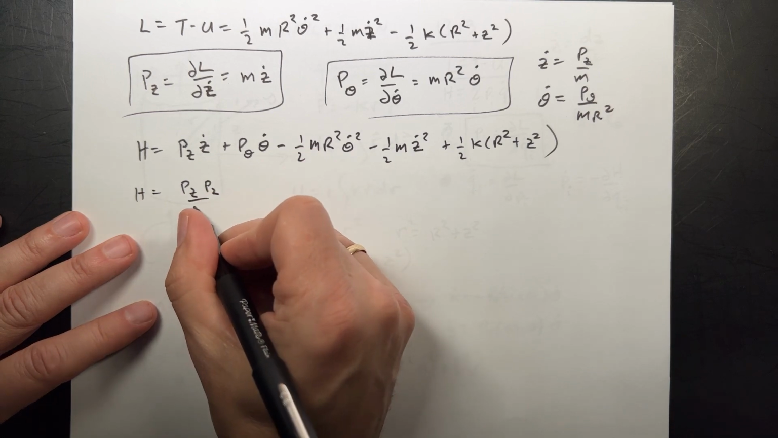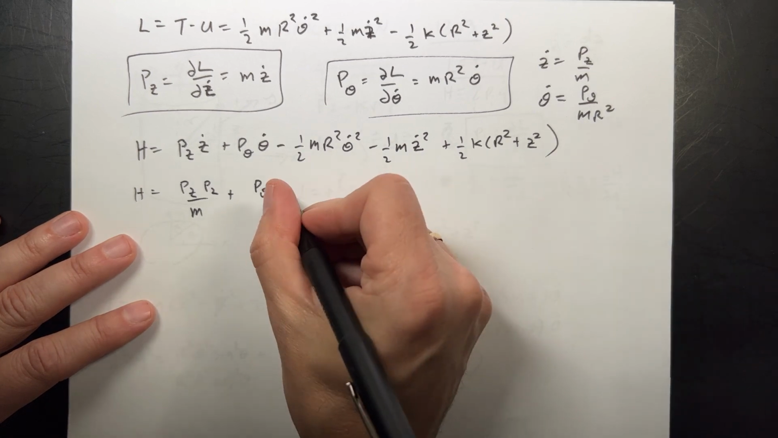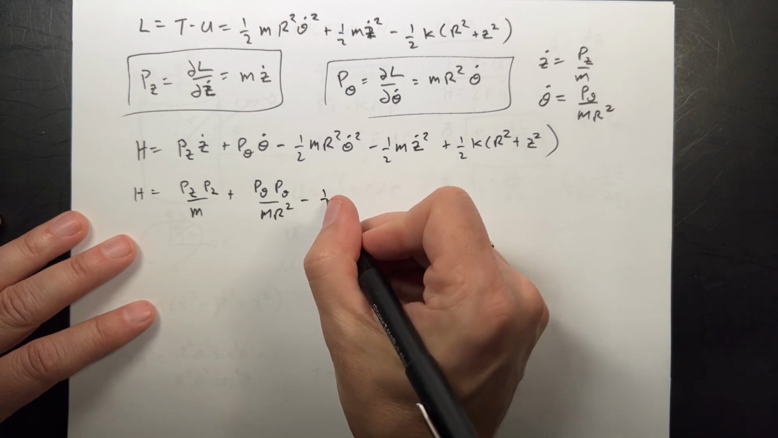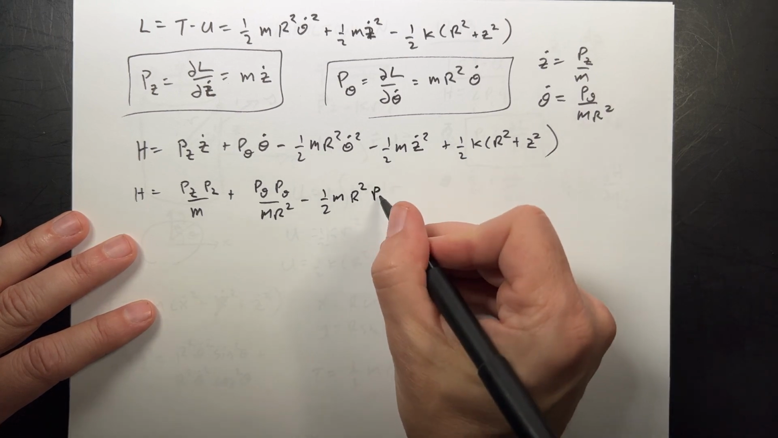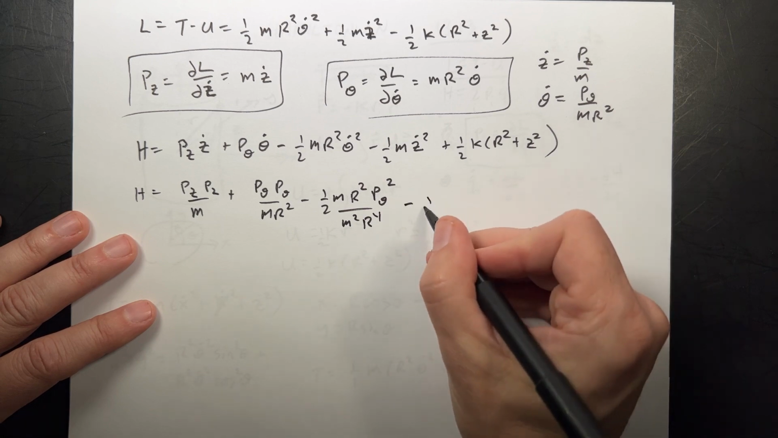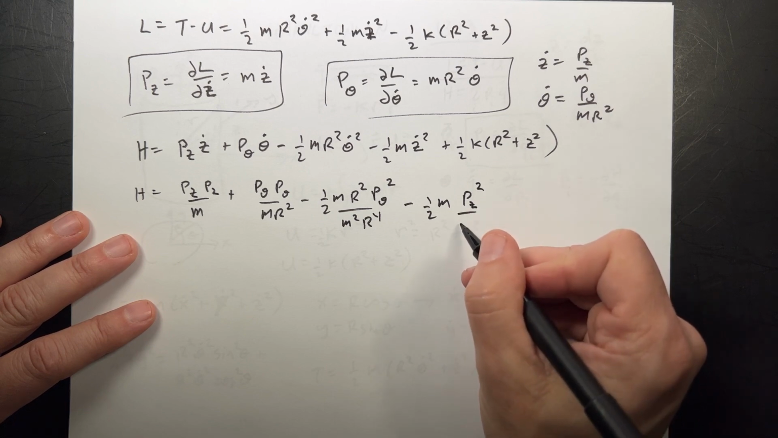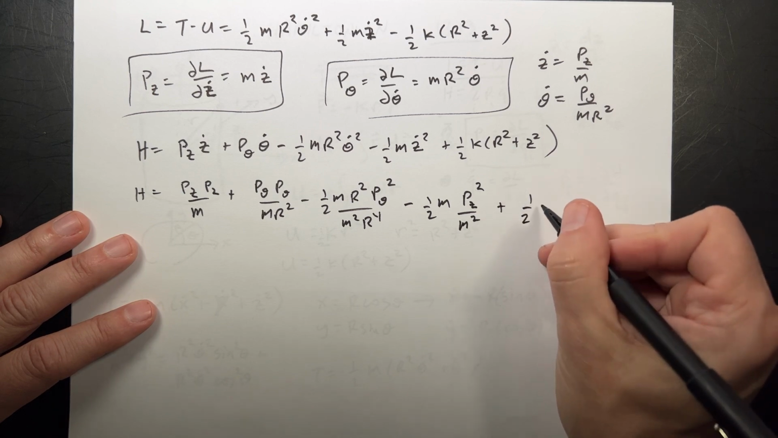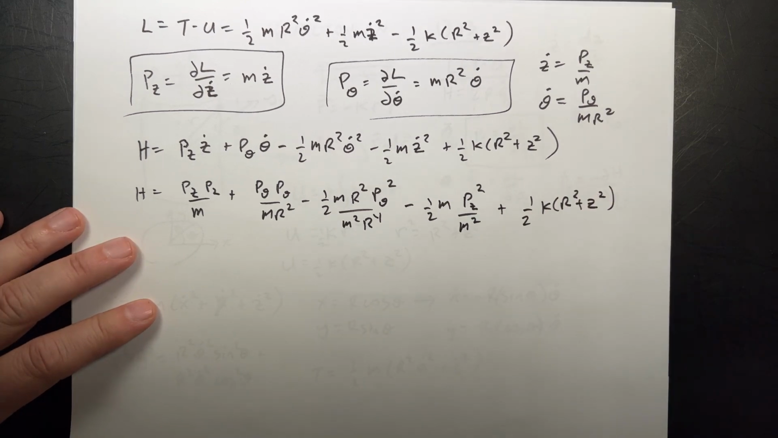p z over m plus p theta, theta dot is this, p theta over m r squared, minus 1/2 m r squared, theta dot squared is this squared, so I get p theta squared over m squared r to the 4th, minus 1/2 m z dot squared is going to be p z squared over m squared. And then I have the potential energy, 1/2 k times r squared plus z squared. Now it's all in terms of p's and q's.